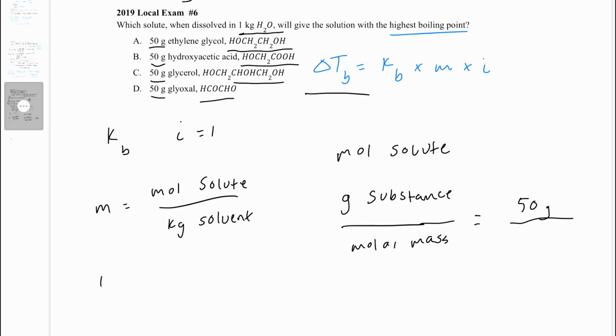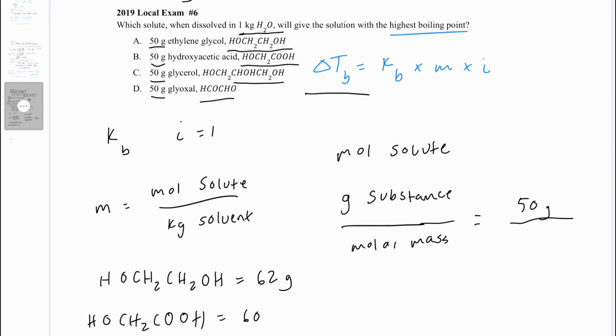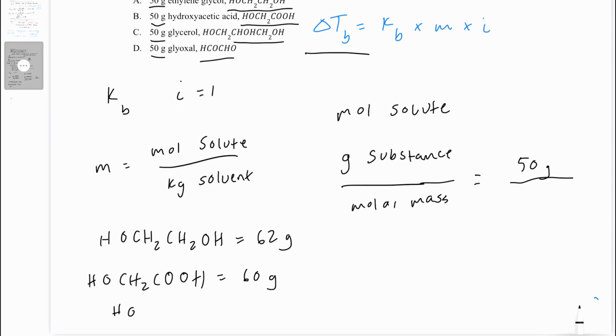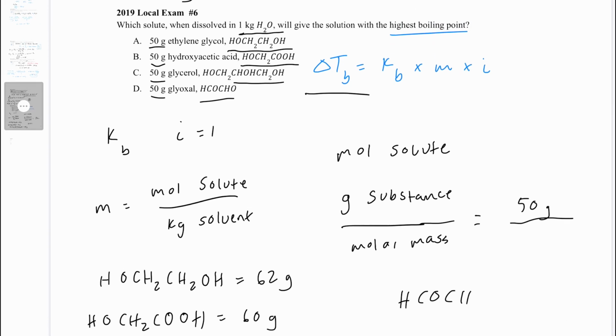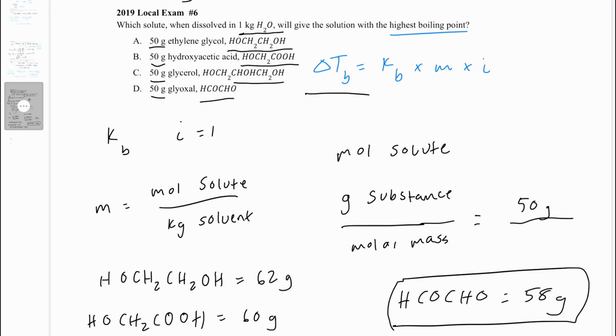Let's calculate it. So HOCH2CH2OH is going to have a molar mass of 62 grams. HOCH2COOH is going to have a molar mass of 60 grams. HOCH2CHOHCH2OH, I think I messed that up, but it has a molar mass of 75 grams. And the last one, HCOCHO, has a molar mass of 58 grams. So this one is the one with the least molar mass, therefore it is our solution.